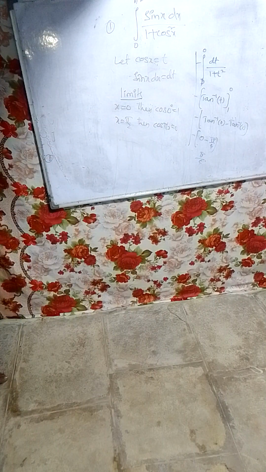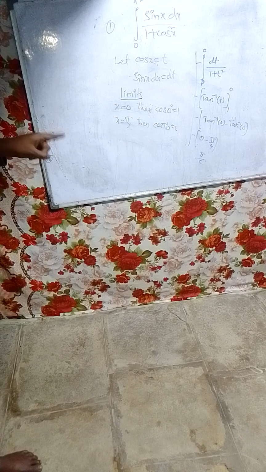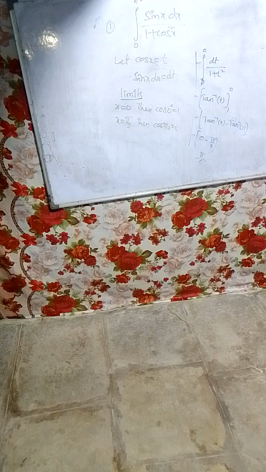Let cos x equal to t is very important. Sin x dx equal to dt. Limits are x equal to 0, then cos 0 is 1. X is pi by 2, then cos pi by 2 is 0. Minus integration 1 to 0 dt by 1 plus t square, we can write tan inverse t, 1 to 0, tan inverse 0 minus tan inverse 1. 0 minus pi by 4, or minus plus pi by 4, is the right answer. See, one more method we have to do. This is the definite integrals.